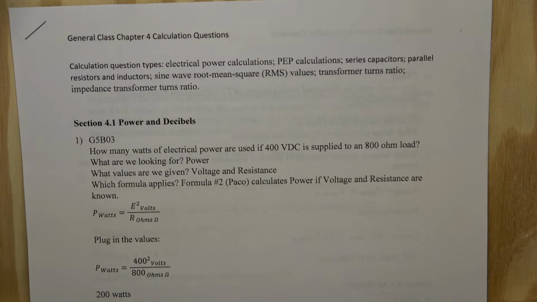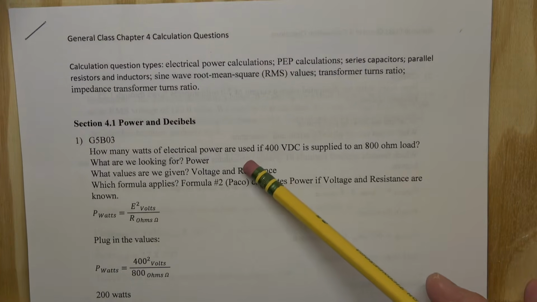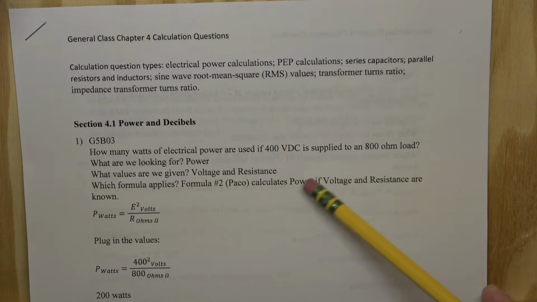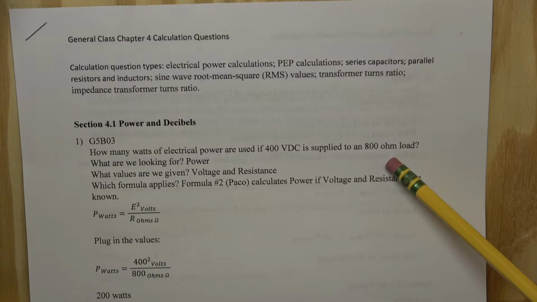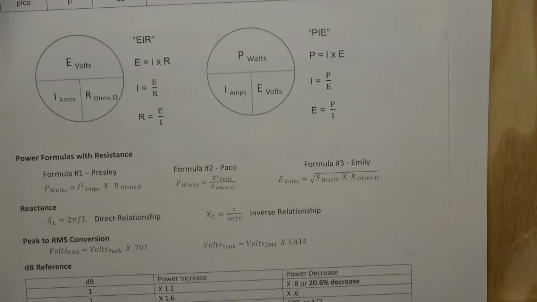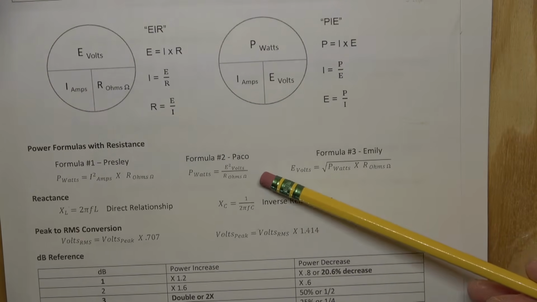Now the 13 questions in this chapter that involve calculations are all here, so you can test your ability to apply the formulas. The first one here is G5B03. How many watts of electrical power are used? So what are we looking for? Power. 400 volts DC is applied to an 800 ohm load. Well, we've got voltage and resistance. So if you've memorized your formulas, if you've got voltage and resistance, that would be PACO, E squared over R.